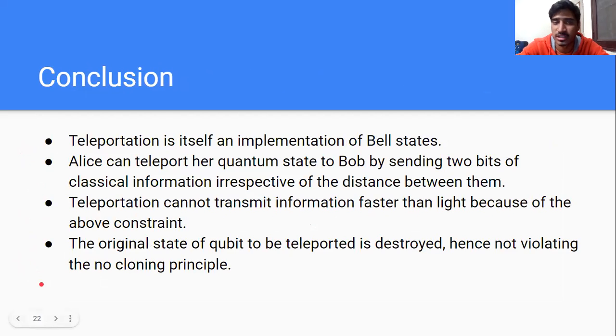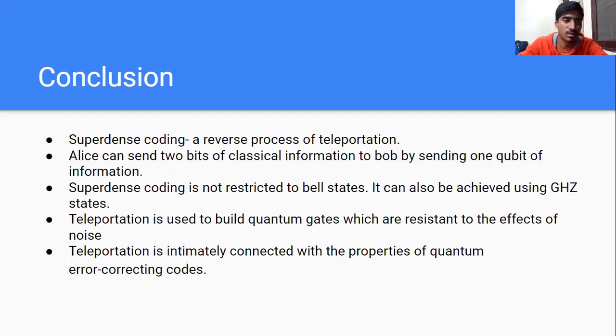Let's conclude our presentation with some bullet points. Teleportation is itself an implementation of Bell states. Alice can teleport her quantum state to Bob by sending 2 bits of classical information, irrespective of the distance between them. In teleportation, it is not possible to transmit information faster than the speed of light, because there must be a classical communication between Alice and Bob. And there is no violation of the no cloning principle in quantum teleportation, as it seems. There is no violation, because after Alice measures her qubit, she destroys her qubit.